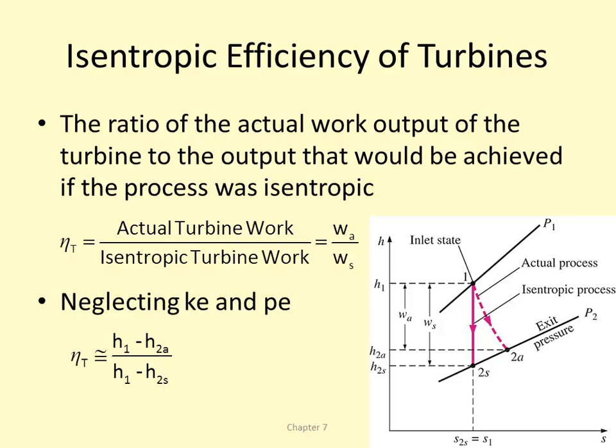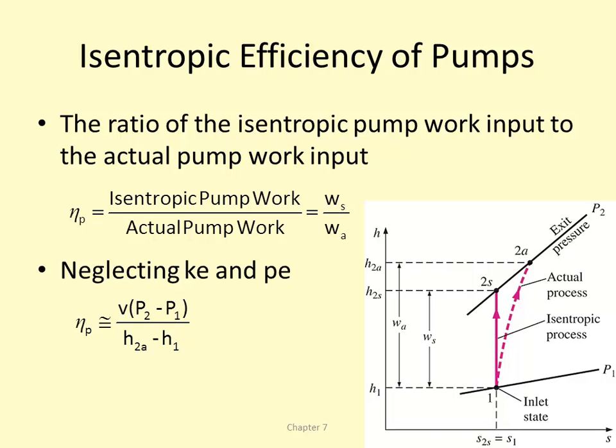A similar idea for a turbine. The actual turbine work is going to be less than that of the isentropic turbine work. But if we assume that it's the isentropic case, solve for this isentropic enthalpy, then if we know the efficiency, we can calculate this H2a to determine the actual output of the turbine. Same for pumps, but in this case, with the pump, we know that the steady flow pump work is equal to v times P2 minus P1.